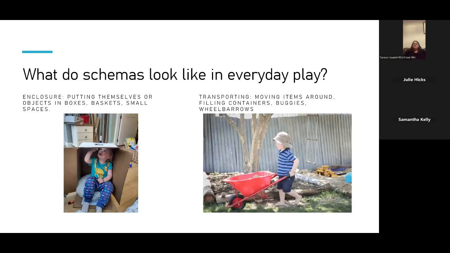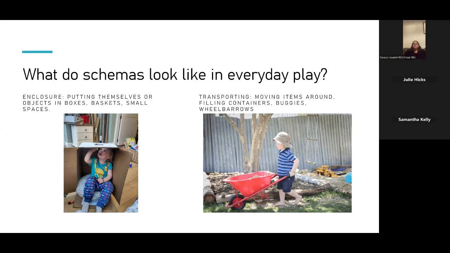Then we've got enclosure. So that could be putting themselves or putting objects inside things. So boxes, baskets, small spaces. We've all seen children, haven't we, like cats trying to squeeze into tiny little things. They'll sit in tiny boxes, they'll squeeze themselves into baskets, they'll squeeze themselves into little spaces. Some of that is a schema, some of that is also discovering what they can do with their bodies and feeling where their body is in space, squashing themselves in.